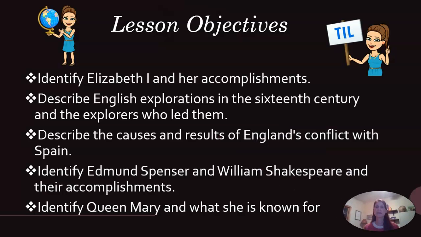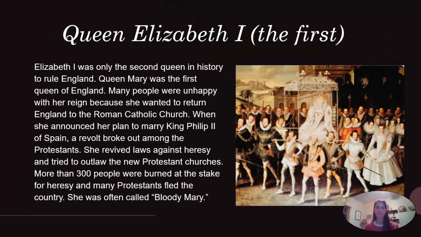So our lesson objectives: identify Elizabeth I and her accomplishments, describe English explorations in the 16th century and the explorers who led them, describe the causes and results of England's conflict with Spain, identify Edmund Spenser and William Shakespeare and their accomplishments, and identify Queen Mary and what she is known for.